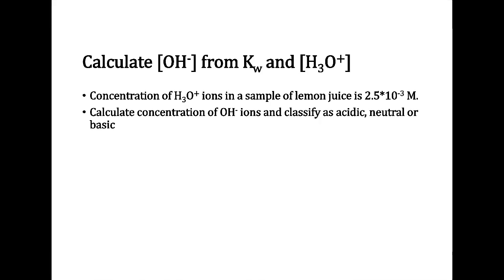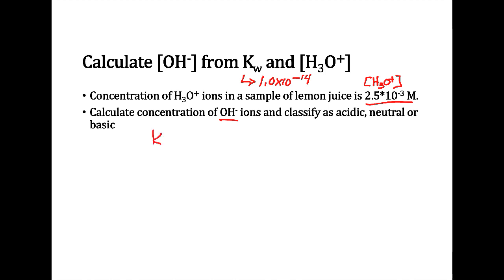In this problem, we want to calculate the hydroxide concentration from Kw and H3O+. I'll tell you that the concentration of H3O+ ions in a sample of lemon juice is 2.5 times 10 to the negative third molar. So this is the H3O+. If it doesn't tell you the temperature, we're going to assume it's 298. At 298, Kw is equal to 1.0 times 10 to the negative 14th. We want to calculate the concentration of OH- and classify the solution as acidic, neutral, or basic.